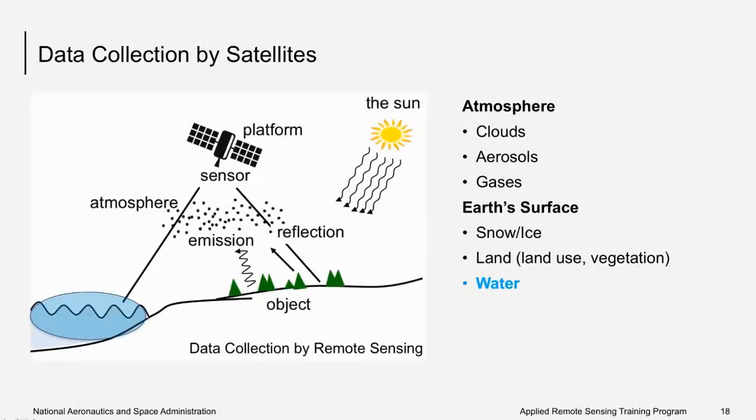Satellite measurements can be used to infer characteristics of several Earth system spheres. Depending on the type of sensor and which part of the electromagnetic spectrum is used, information can be gained about the atmosphere, including clouds, aerosols, and gases, as well as the Earth's surface, including snow and ice, land vegetation, and water.